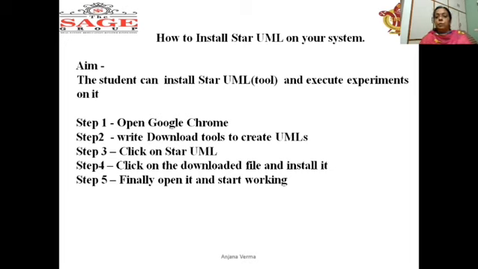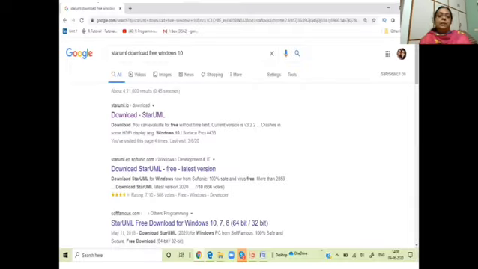Go to Google Chrome and simply type download tools for the UML. There are so many tools which you will see. I am using Star UML because it is open source and freely available. You can also download it, install it, and start working with Star UML. Go to Google and simply type Star UML download free Windows 10, because I am using Windows 10.